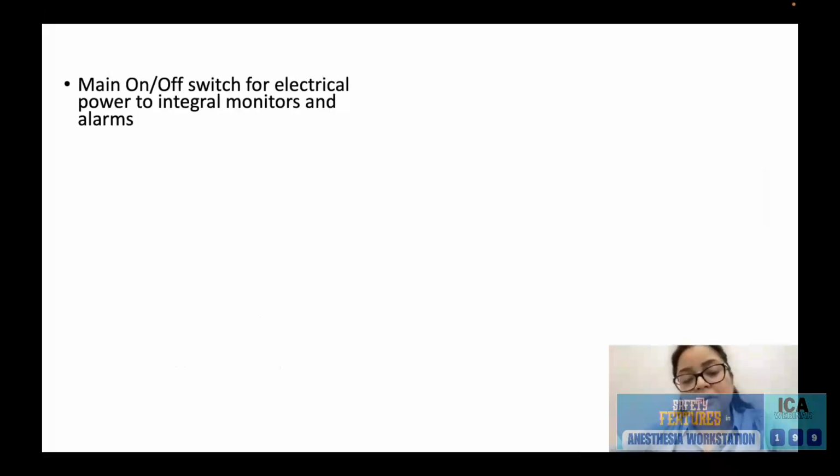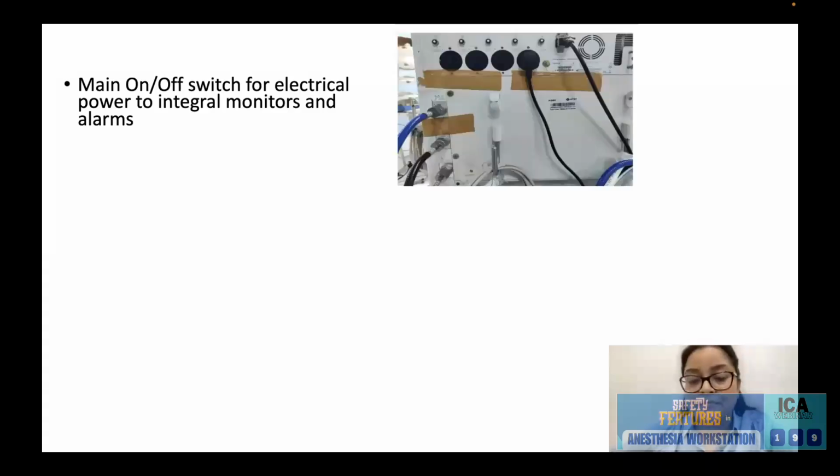Another very important feature is that the main on-off switch of electrical power should supply power to the integrated monitor as well as the alarm. So the current standard maintains that the main power switch, when it is turned on, should enable the integrated monitors and the alarms as well. These kinds of electrical outlets are present at the back of the anesthesia machine, and these can be used to provide electrical power to the integrated monitors as well.